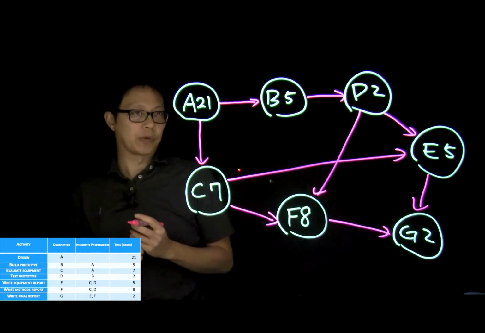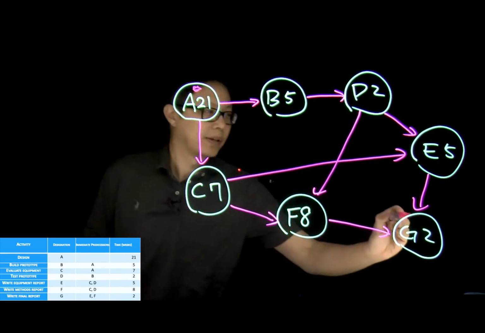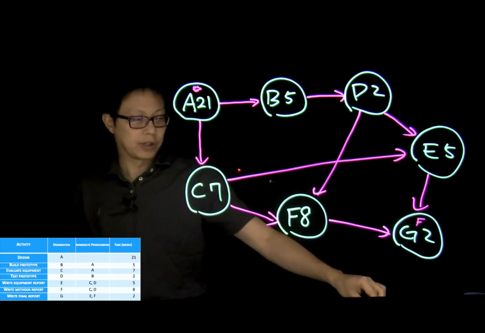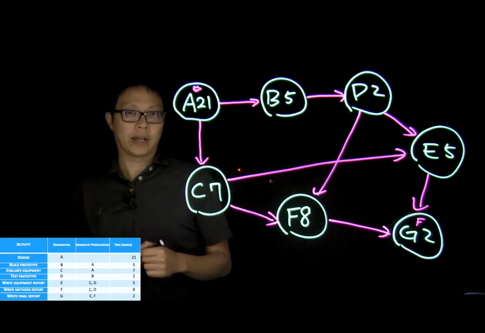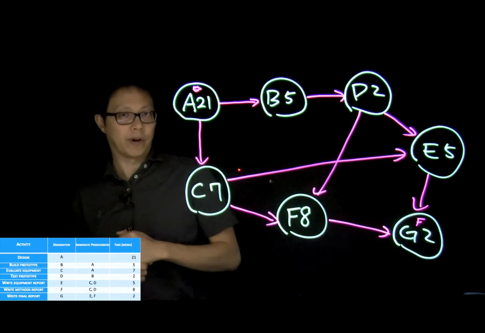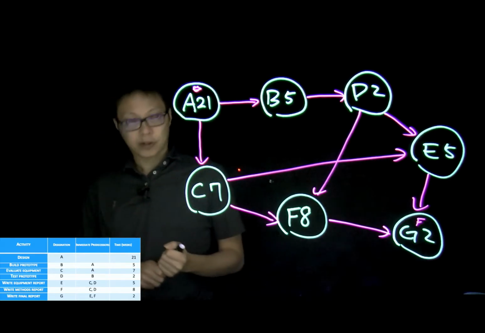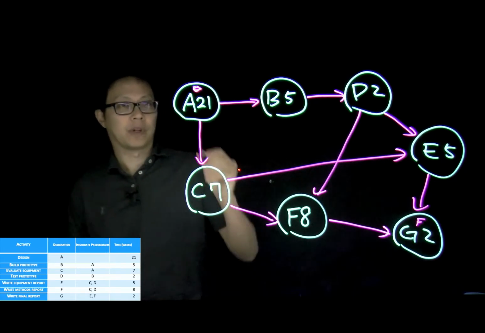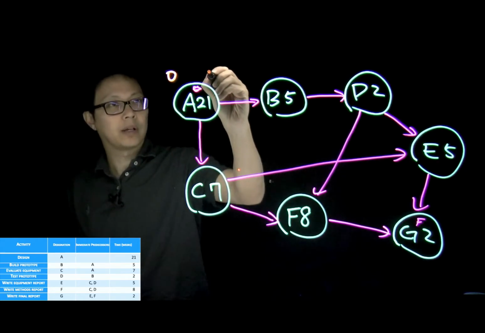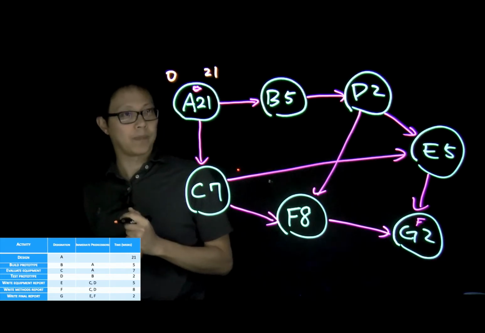So at this point, you will probably notice that this one is our starting point. This one is our finish node. The next thing we want to do is to figure out the early start and the early finish time. Then we want to work from the very last node to the very first one to figure out the latest start time and the latest finish time. So let's start from the initial node. As I mentioned earlier, we always start from 0. Duration will be 21. It means that the earliest time we can finish activity A will be at time 21.